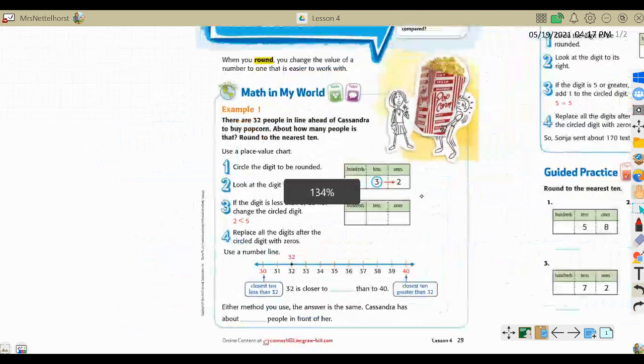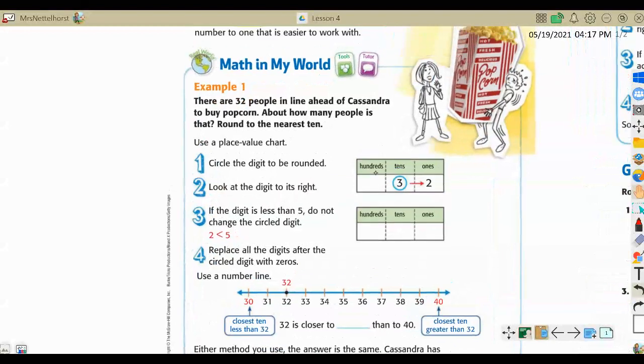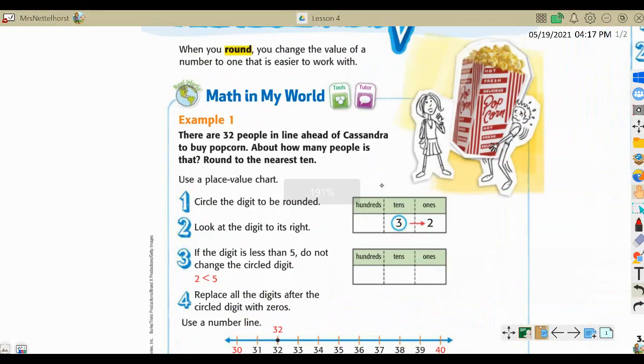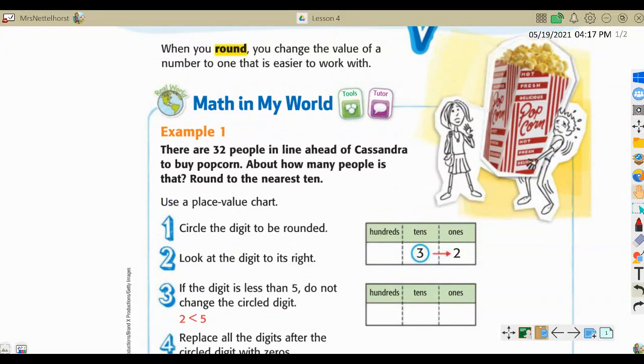Okay, when you round, you change the value of a number to one that is easier to work with. So instead of working with 284, you work with 300.